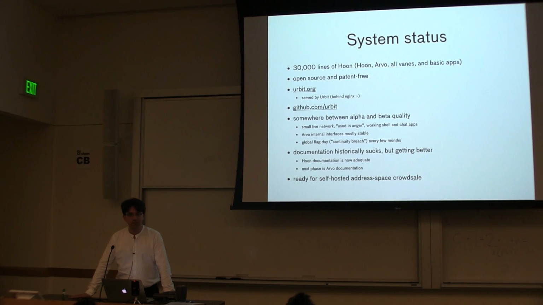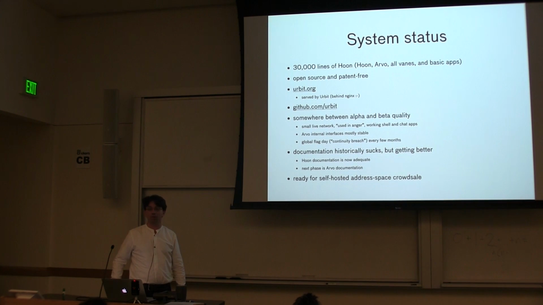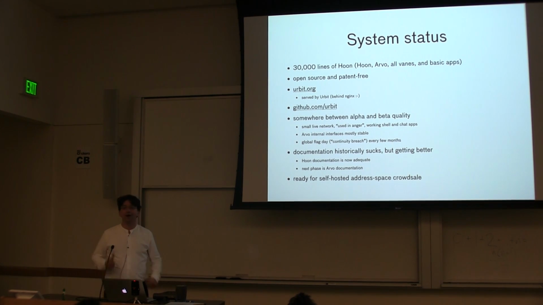What is the status of the system? It's about 30,000 lines of Hoon, including basic apps. It's totally open source. You can go to urbit.org, which is served by Urbit, although we cache it. Yeah, I mean, it essentially works. We run occasional global flag days, so you might not want to move your business onto this system.